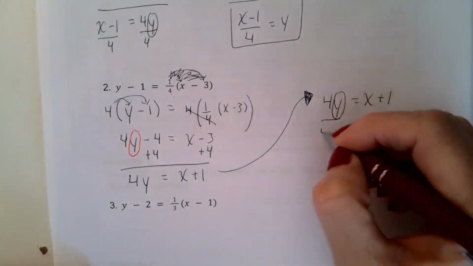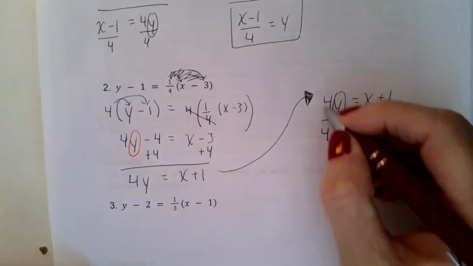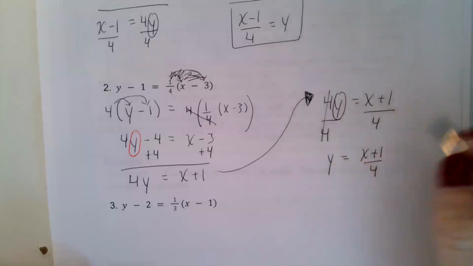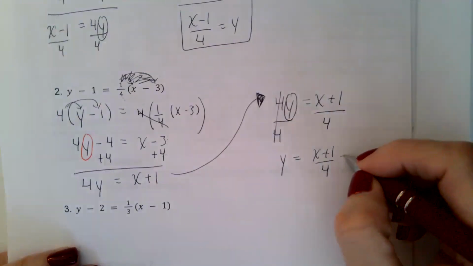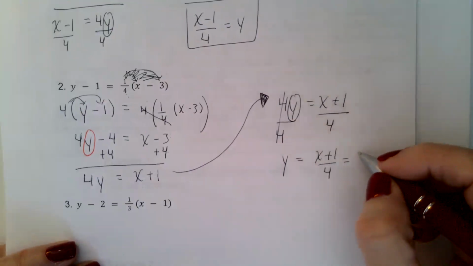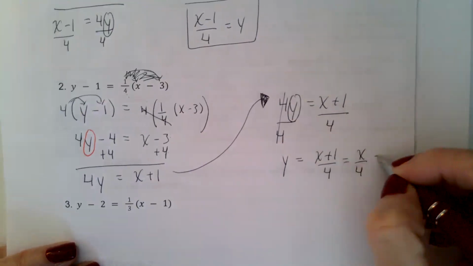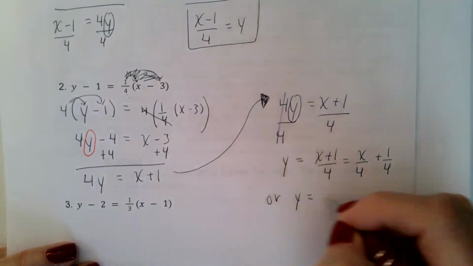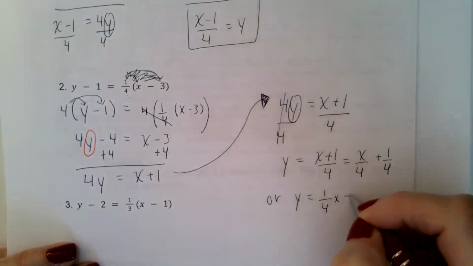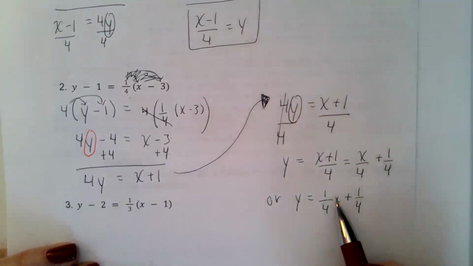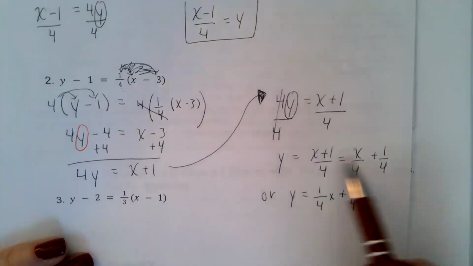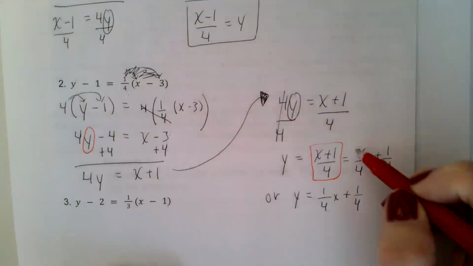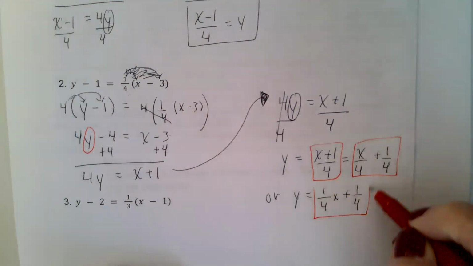Solving for y means we're going to divide by 4. So we have y equals x plus 1 divided by 4. And you can also write that individually as x divided by 4 plus 1/4. Or you could write it as y equals 1/4 x plus 1/4, pulling the 1/4 off to the side. So there's 3 different ways that you could write this. Here's 1, here's 2, and here's 3.